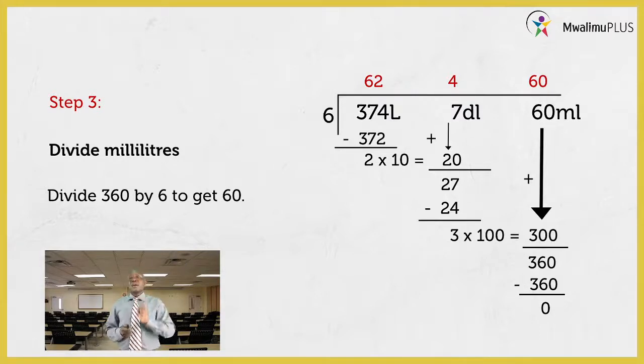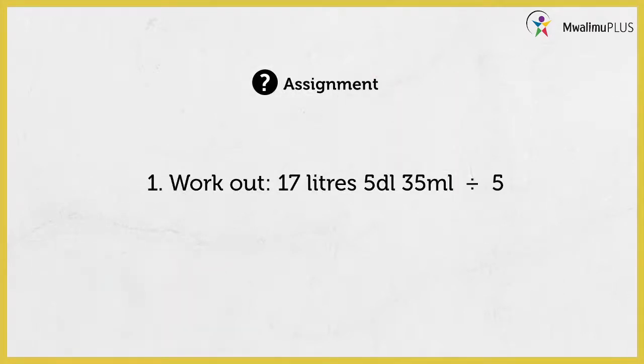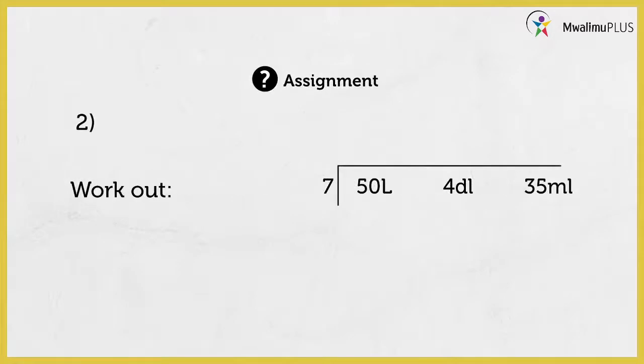So learners, I want to leave you with an assignment. It's very important because you need to do a lot of practice. Question number 1, work out: 17 liters, 5 deciliters, and 35 ml divided by 5. You'll give me the answer for that question. Question number 2, again work out: 50 liters, 4 dl, and 35 ml divided by 7.